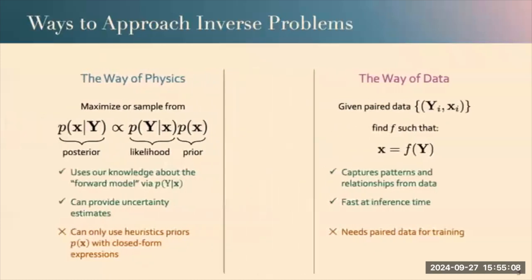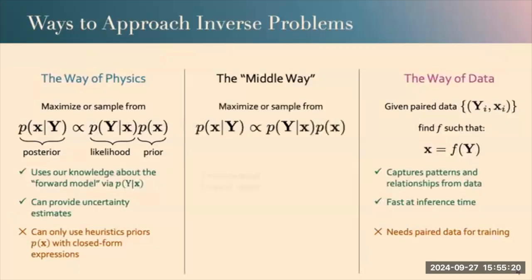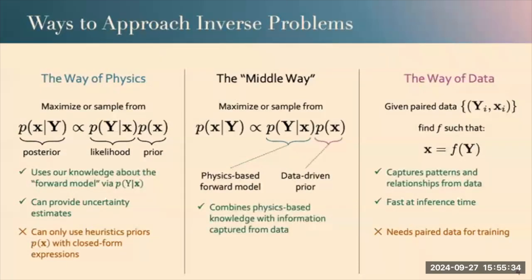So what I want to talk about today is kind of in between those two worlds. This is also something Alicia was talking about earlier today. We still want to take this approach of maximizing or sampling from the posterior, where the likelihood comes from a physics-based model, but now we want to allow ourselves to use a prior that is fully data-driven, and we don't want to have that constraint of explicitly defining the prior, which has the advantage of combining the physics-based knowledge in the likelihood function and information captured from the data. And more importantly, we don't need to have access to this paired data. We only need to have access potentially to data points of X, not paired with the measurements.